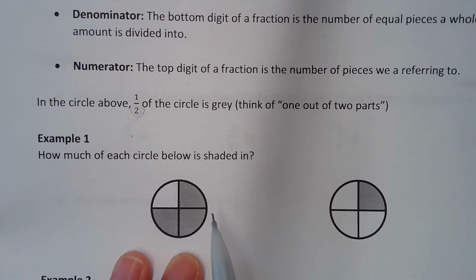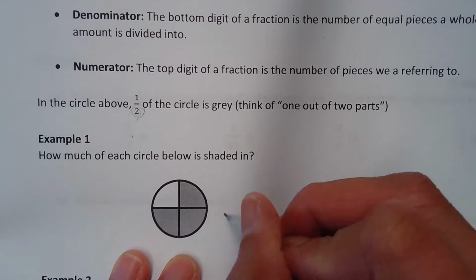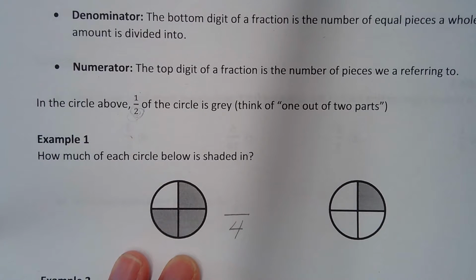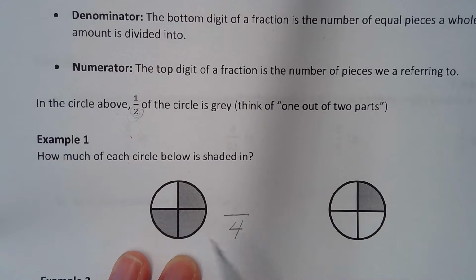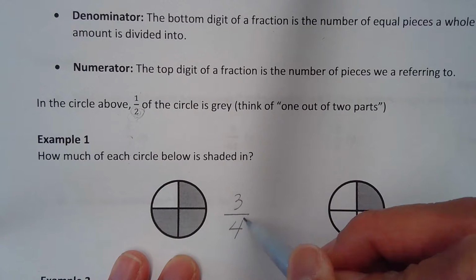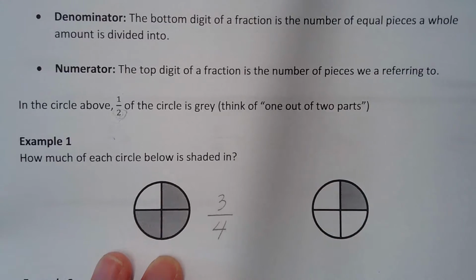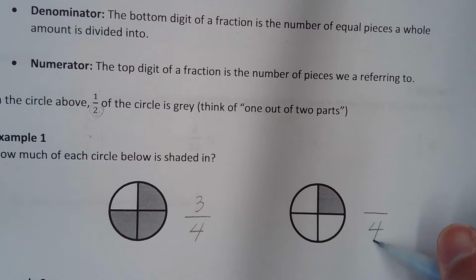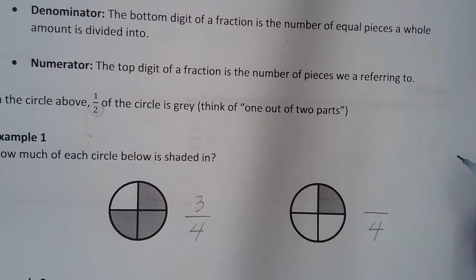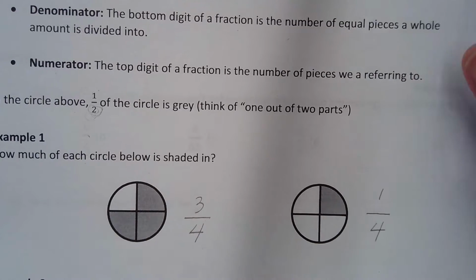So over here, this is the whole thing. How many equal parts is this? 4. So 4 equal parts. And then how much is shaded? 3. So 3 are shaded out of the 4. So 3/4. What about this one? How many equal parts? 4 equal parts. But how many of the 4 is shaded? 1. So it's 1/4.